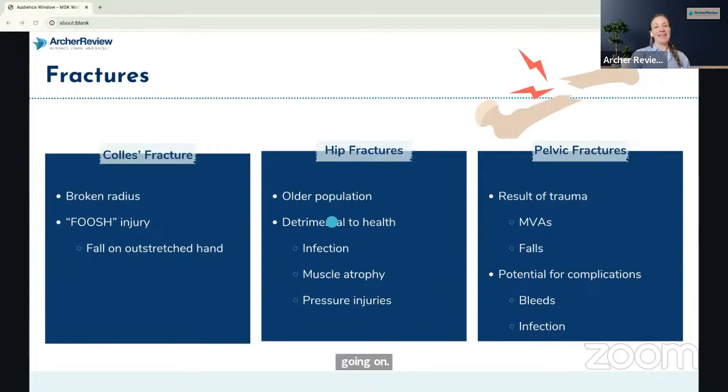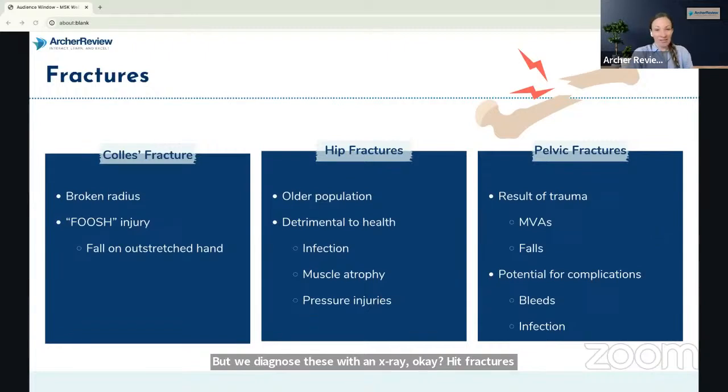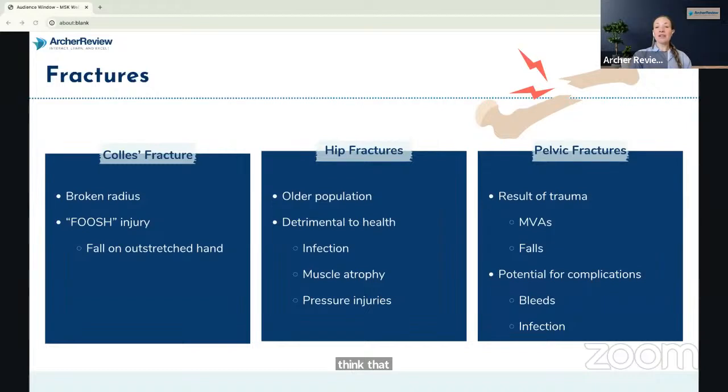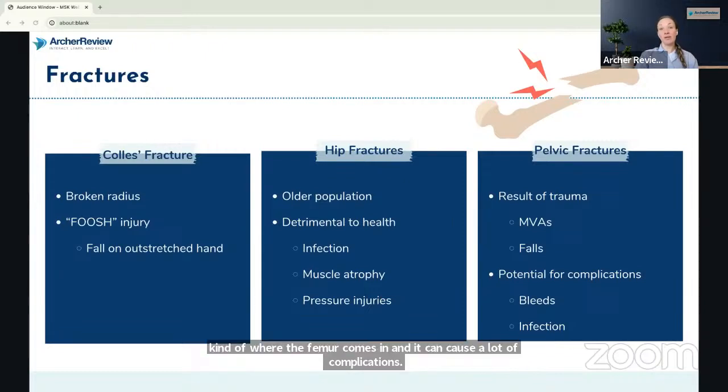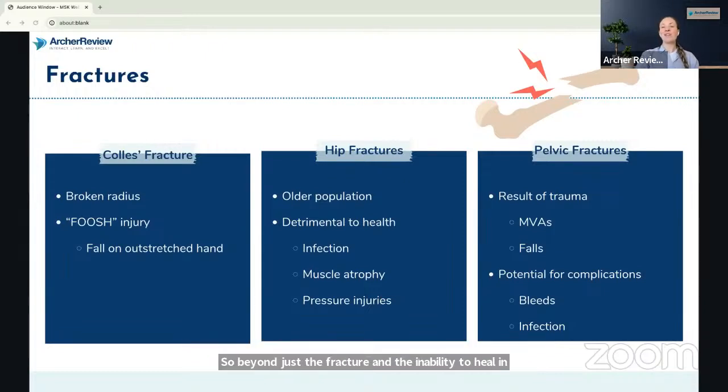Okay. Hip fractures. Wow. So common in who? Our elderly population. When we think of hip fractures, we think that this can be very, very severe. They most commonly will occur at the top of the femur, kind of where the femur comes in, and it can cause a lot of complications. So beyond just the fracture and the slow healing that our older patients have, we think, what are the complications with the immobility that hip fractures require to heal?